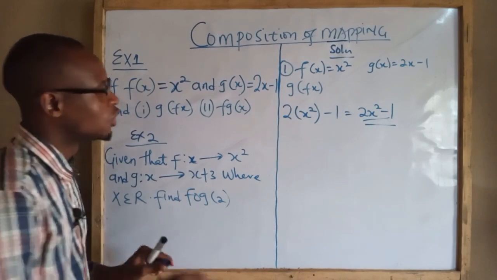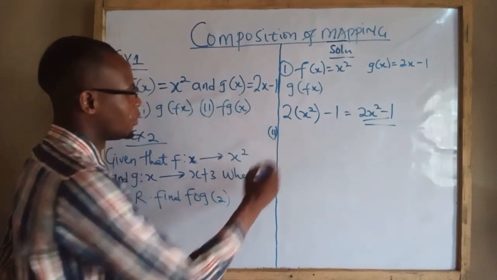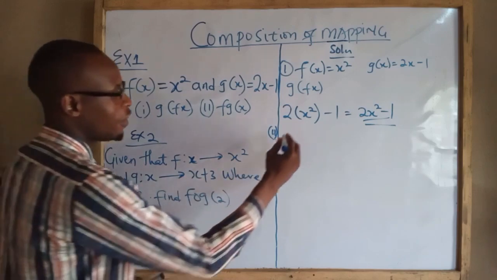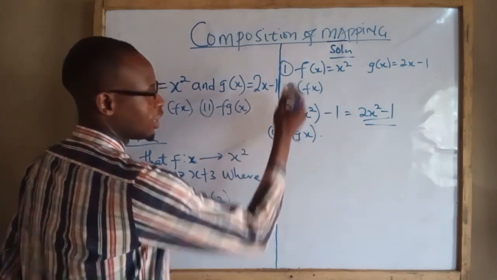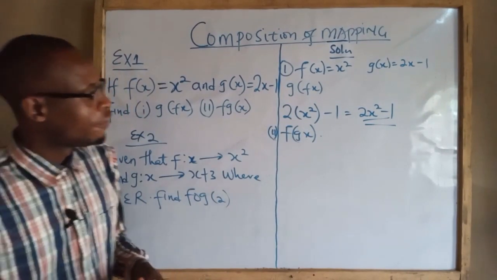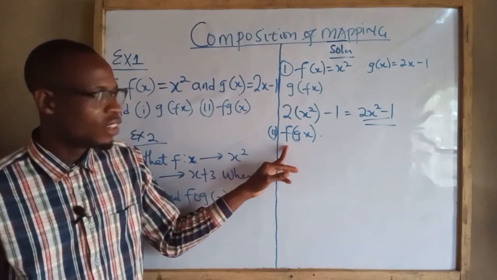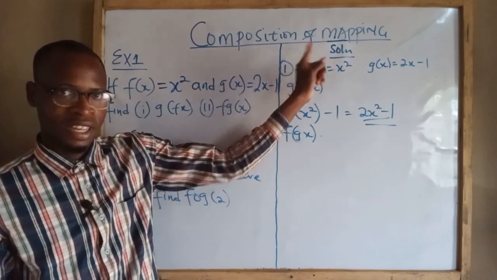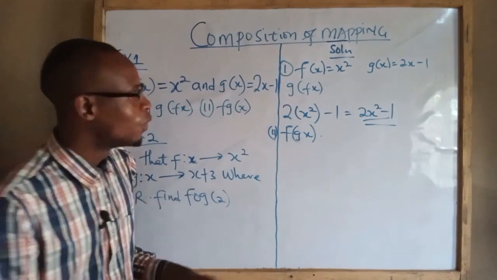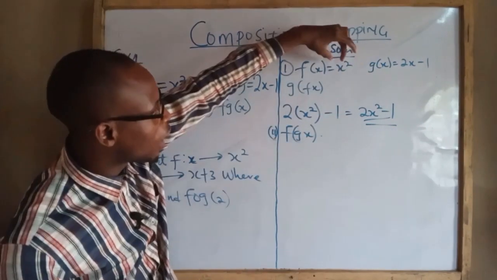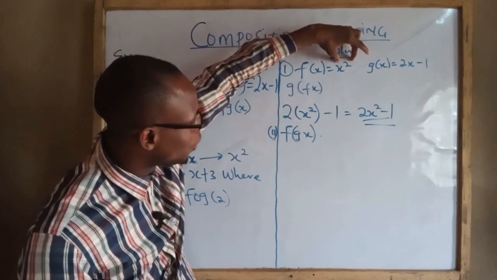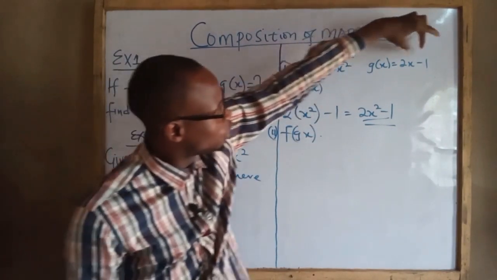That's the first one. So the second one, from the first example, we have to find f of g(x), just like this one. Now, the first letter you have here is f. Go to the function of f. Assume you want to write it back too. But the function of f here is simply x squared. So that means we are replacing this x squared now with the value of g(x), which is 2x minus 1.